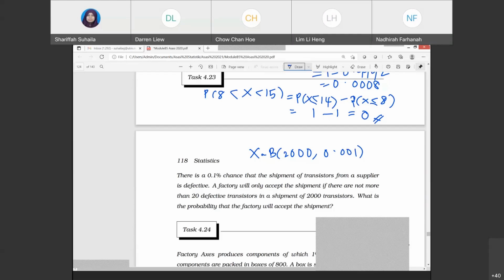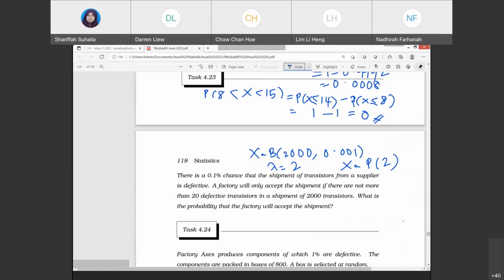Okay. So now a factory will only accept the shipment if they are not more than 20. Lepas tu dia tanya, what is the probability that the factory will accept the shipment? So now you change dulu lambda. Dapatkan lambda equals to n pi. So 2,000 times 0.001. Okay, lambda is equals to 2. So you will have X Poisson lambda 2.